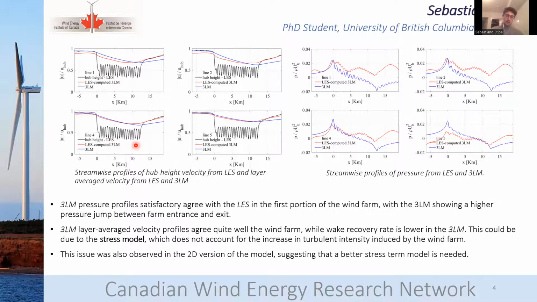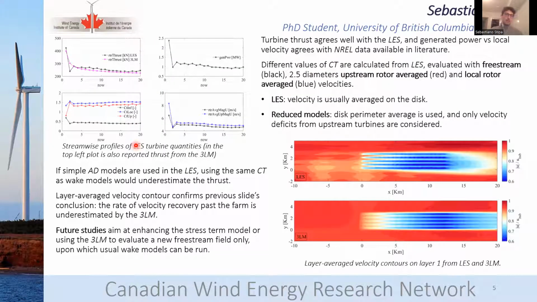So regarding this other slide, we can see the thrust computed from the LES and averaged in time, and thrusts evaluated from the wind from the wake model, which runs in the 3-layer model, in magenta. And we also have the generator power, which agrees with the NREL 5 megawatts literature data. And then we have CT values computed with different, so that's interesting.